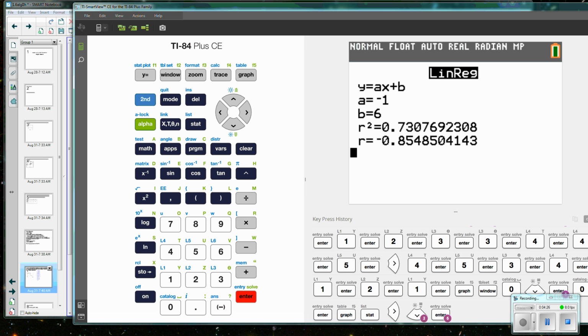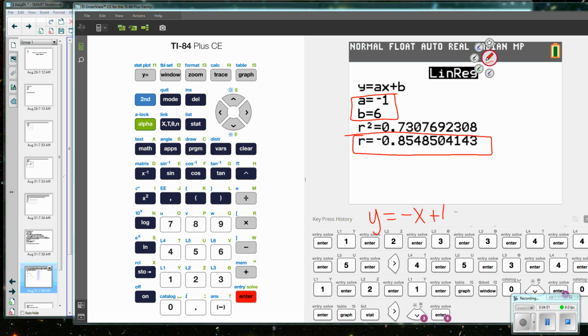It gives us our equation of our line, y equals ax plus b. It tells us that a is -1, b is 6, and our correlation coefficient, which is our r value, is -0.85. And we're going to use these pieces of information to draw a line of best fit. So our equation is y equals -x plus 6, and our correlation coefficient is about -0.85.